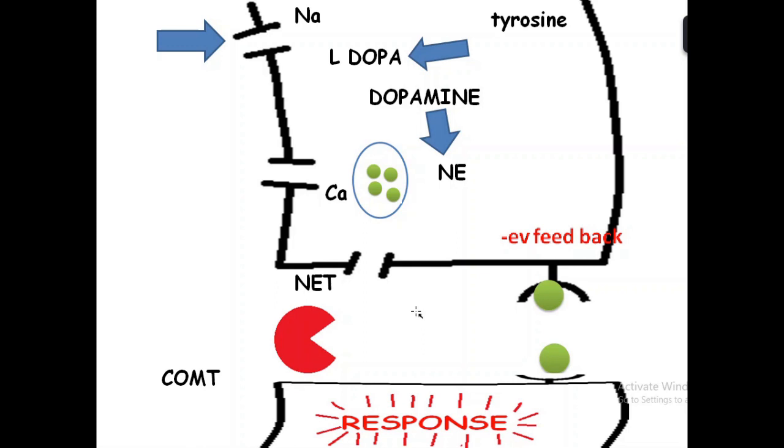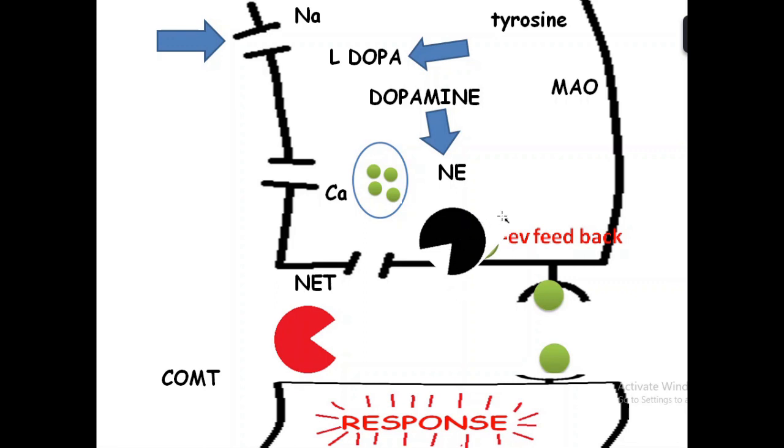Norepinephrine is also inactivated by the enzyme catechol-O-methyltransferase. Most of the norepinephrine gets transported back into the neuron by the norepinephrine transporter. Now, once inside the neuron, norepinephrine may be either transported back to the synaptic vesicles for future use, which basically means it gets recycled, or it can be broken down to inactive metabolites by the enzyme monoamine oxidase.